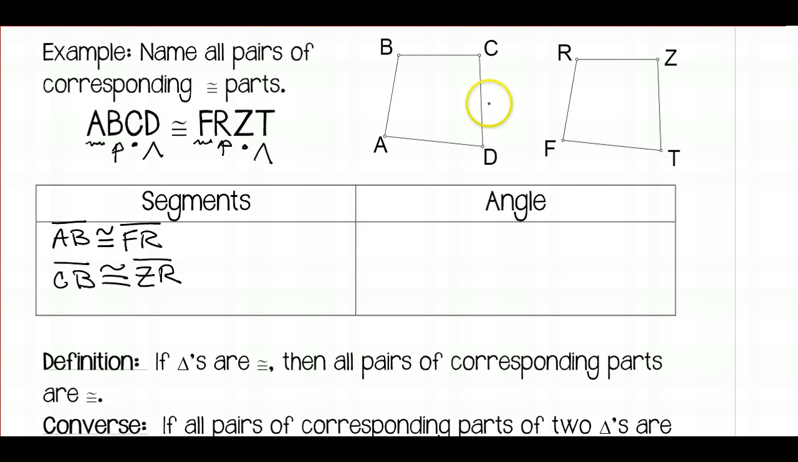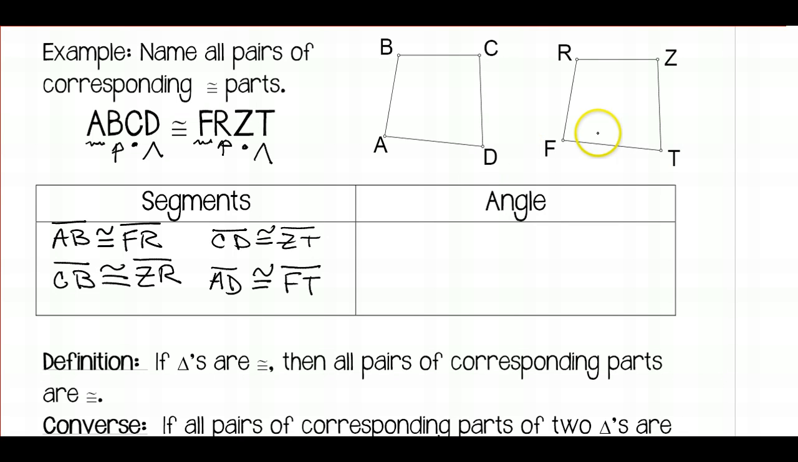So then we've got segment CD, and again we can either see how they match up in the congruency statement. Here CD, third and fourth letters, so they have to correspond to ZT, third and fourth letters in the other quadrilateral. But we could see that in the picture as well. And then the last pair of corresponding segments, if you haven't written those yet, would be AD congruent to FT. Okay, so the order that we write our letters now is going to be important. Again, if you have a question about that, make sure you write it down and ask me in class.